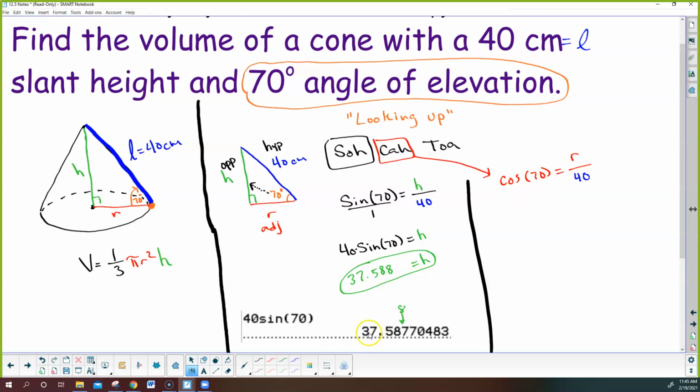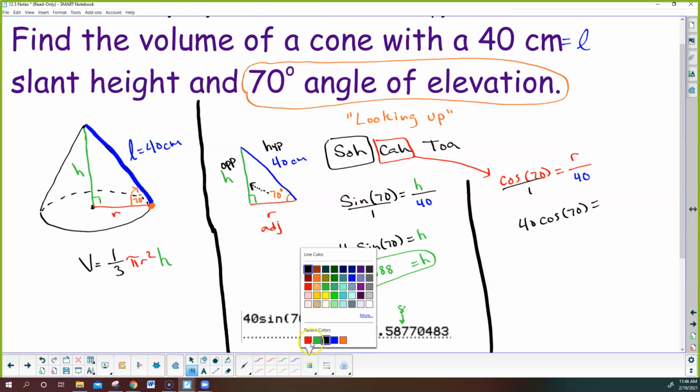And then this is kind of like that same work that we just did. You got r divided by 40, so I could times the other side by 40, or I could think of this as a proportion and cross multiply. However you want to do it, the cosine of 70 times 40 is equal to the radius, and then we're just going to grab our calculator again.